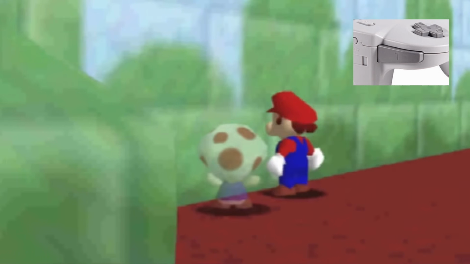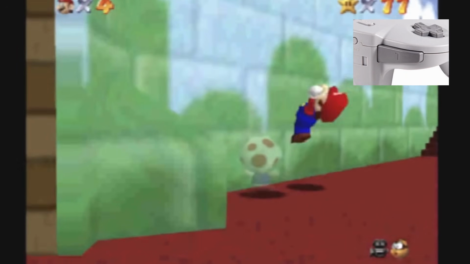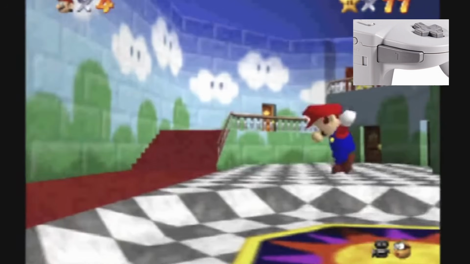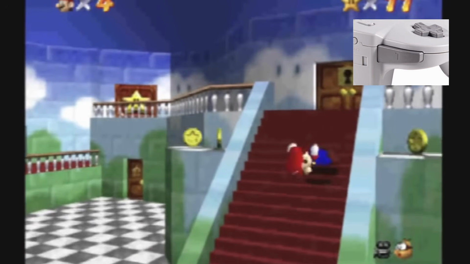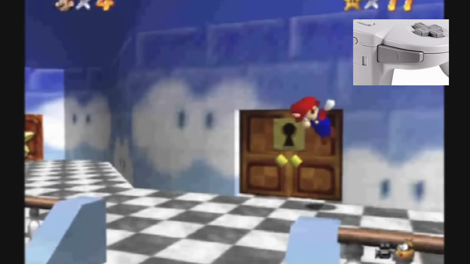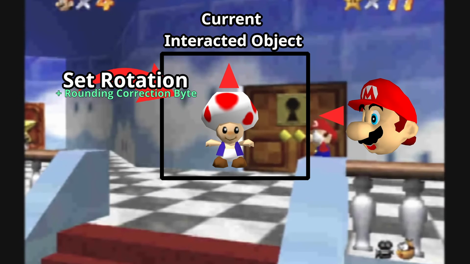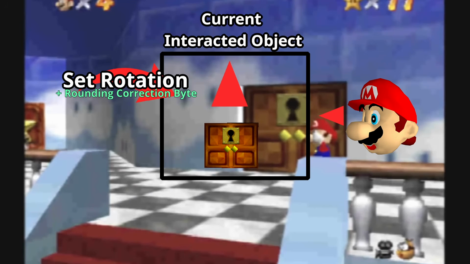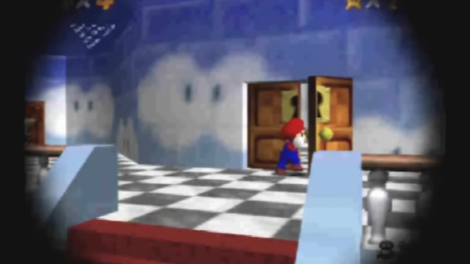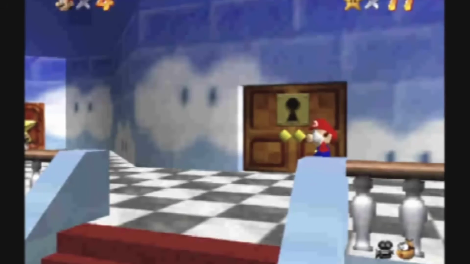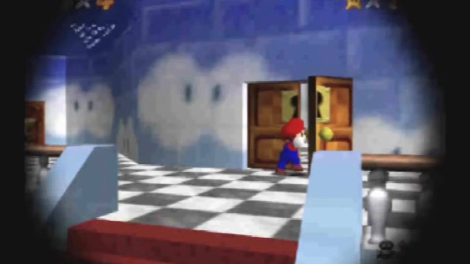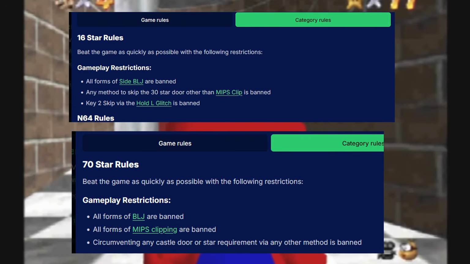So now, don't blink. If we hold down L, store the interaction with Toad, and then with precise movement make it so Toad would be facing exactly angle 86, and then release the L button the moment we're able to interact with the key door, the interaction with the door is started on the same frame that the rotation set function is called, and it's called on the door thinking that it's being called on Toad with the value of 86, which temporarily makes the door believe that we have the key to the second floor and allows Mario to walk through. And then the trick was immediately banned from all major categories.